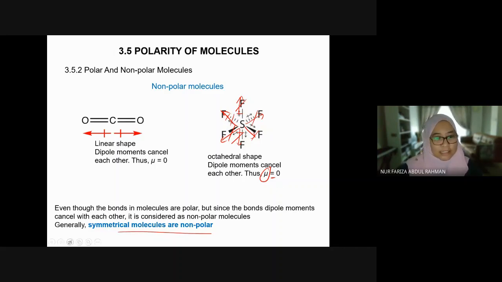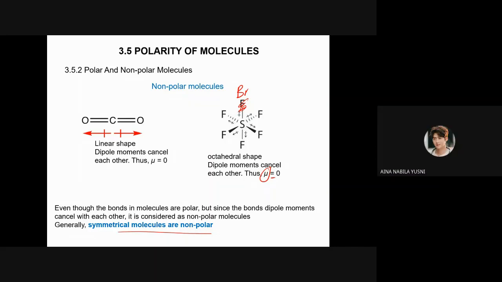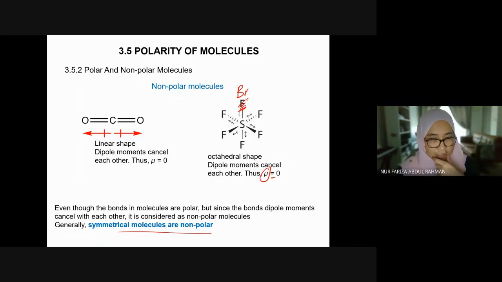Okay, so imagine, guys, suddenly one of the fluorines is replaced with Br or Cl or whatsoever. Will the molecule still be non-polar, guys? Or will it become polar? Is it still non-polar, or does it become polar? The concept is the same as before, if I change any of these.